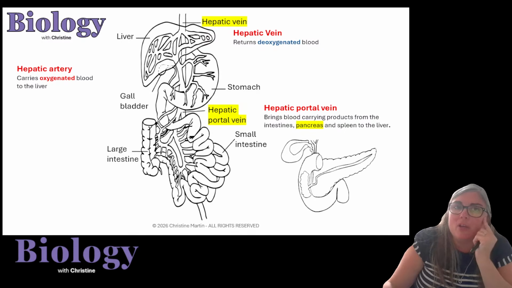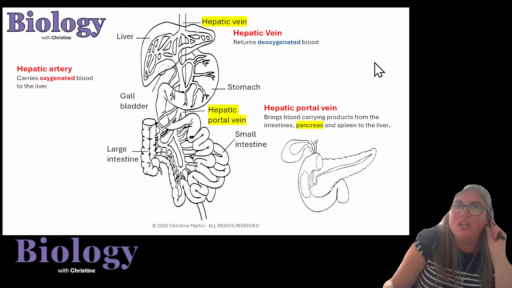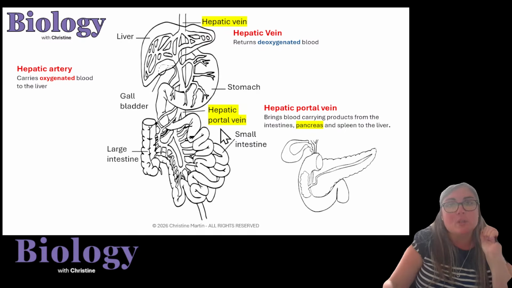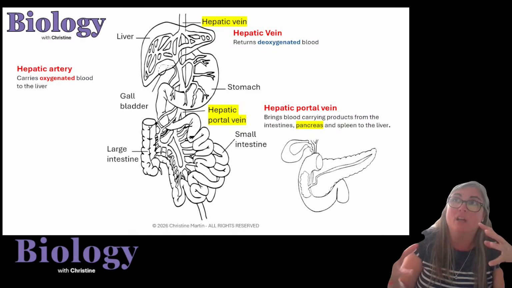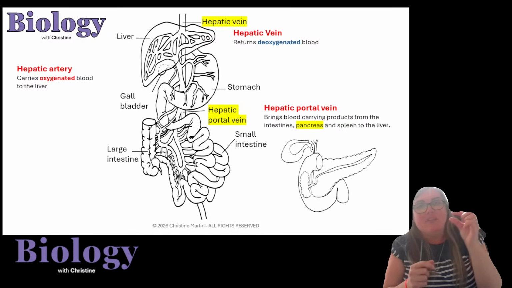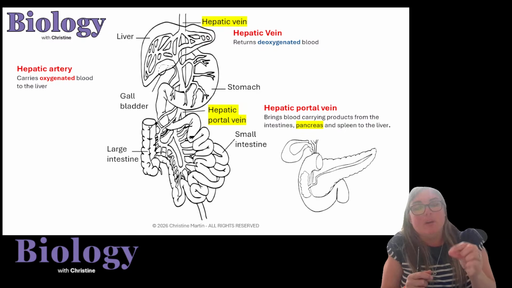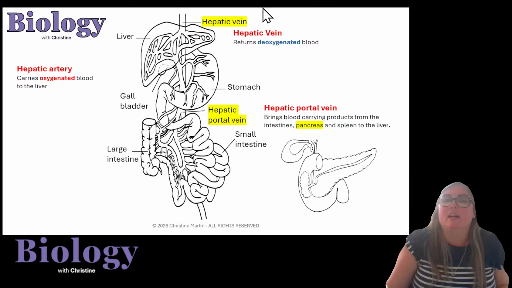You should know about your liver. You should know about the hepatic vein. You should know about the hepatic portal vein. They are veins, therefore they will have large lumens. They will have thinner layers, but they'll still have the 3 layers.